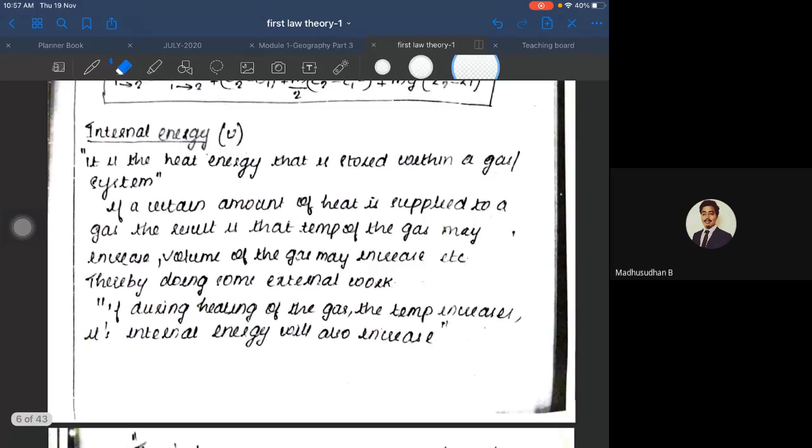So internal energy, what is internal energy? If he asks in the examination what you mean by internal energy, you have to be in a position to write it. It is the heat energy that is stored within a system, within a gas or a system. It is the energy which is stored within the system for a particular period of time. So that is your internal energy.